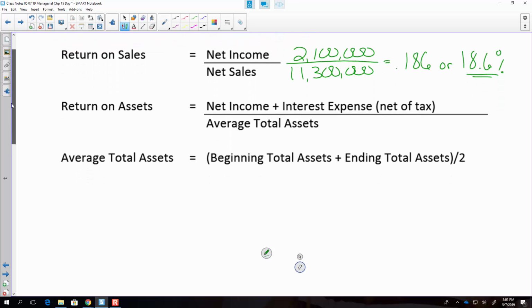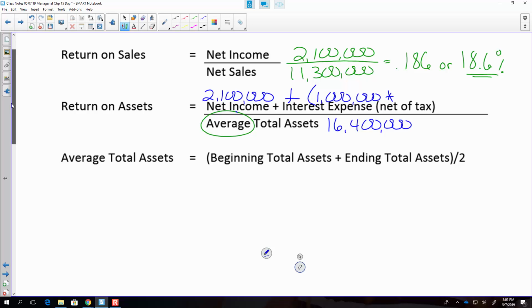Looking at our assets, we don't have to average because they only gave us 1 year's of assets, which is 16.4 million. So that's my bottom number. My net income was 2,100,000. My interest expense was how much, guys? 1 million. But what's my corporate tax rate? I have to multiply this by something.